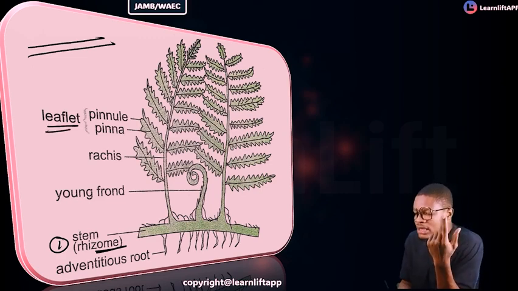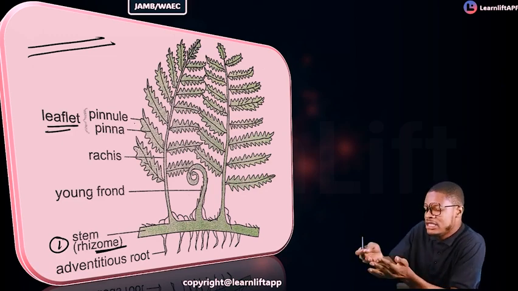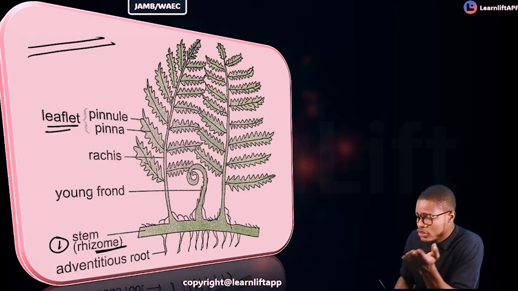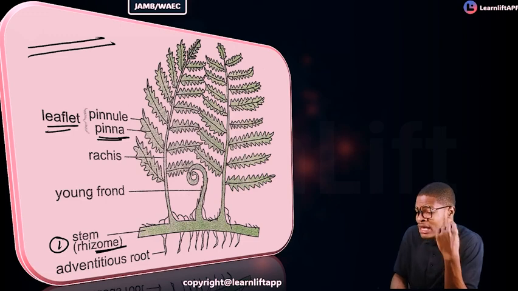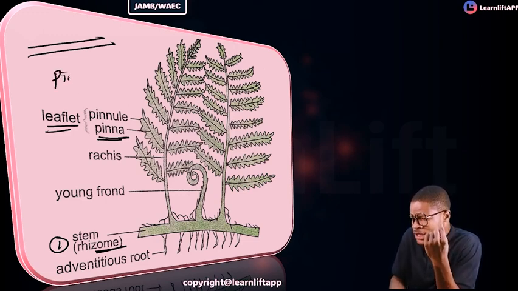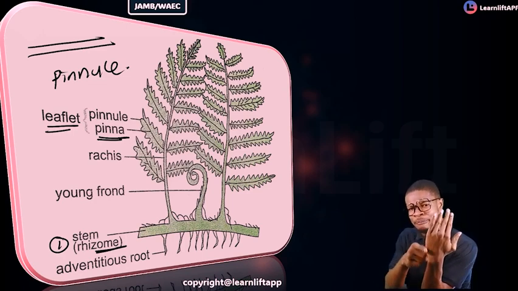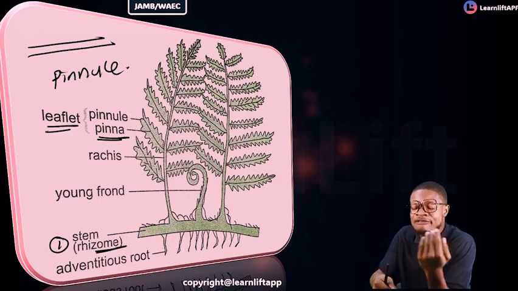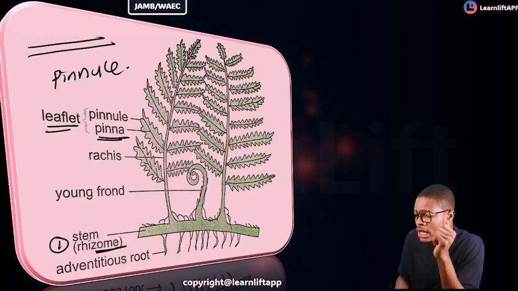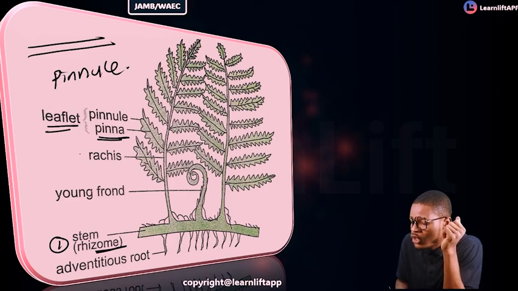Let me just tell you some things here. Leaflets, right? In that leaflet, the vein inside the leaf is called your pinna, P-I-N-N-A. It is different from the one that we call the pinule. The pinule is forming like the leaf blade. There is a difference between leaf vein and leaf blade. What is holding all of them is called the rachis.